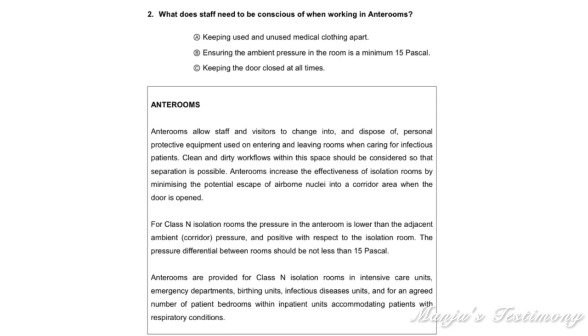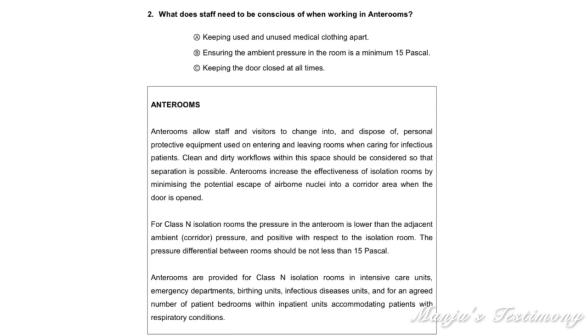So what about the pressure in the anterooms? We are talking about anterooms here, right? Here they tell us that the pressure in the anteroom is lower than the adjacent ambient corridor pressure and positive with respect to the isolation room. Why is it like that? When compared to the outside corridor, the anteroom pressure should be lower. That means the outside pressure is positive and the anteroom pressure should be negative.